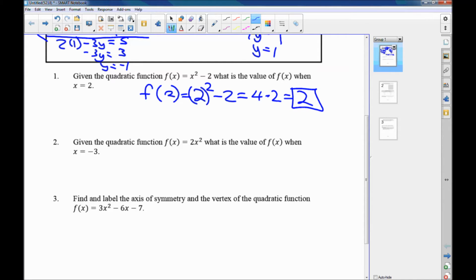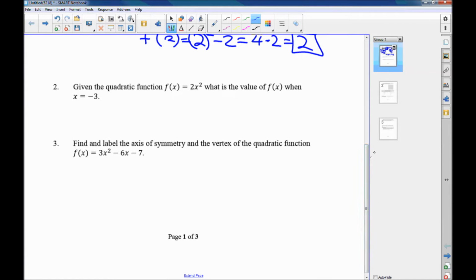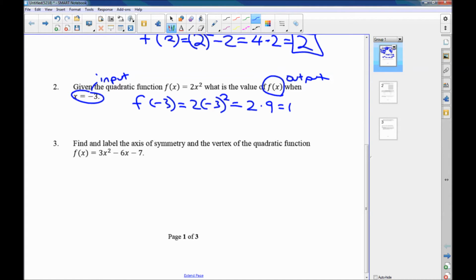Number 2, given the quadratic function f of x equals 2x squared, what is the value of f of x when x is negative 3? So once again, this is saying, what is the output when the input is negative 3? So I'll go ahead and plug it in. Okay, so this will turn into 2 times 9, which is 18. Remember, with substitution, you're always supposed to substitute with parentheses. It doesn't really matter unless we have some kind of exponent on what we're substituting for. So be very careful to make sure you put parentheses around the ones with exponents.